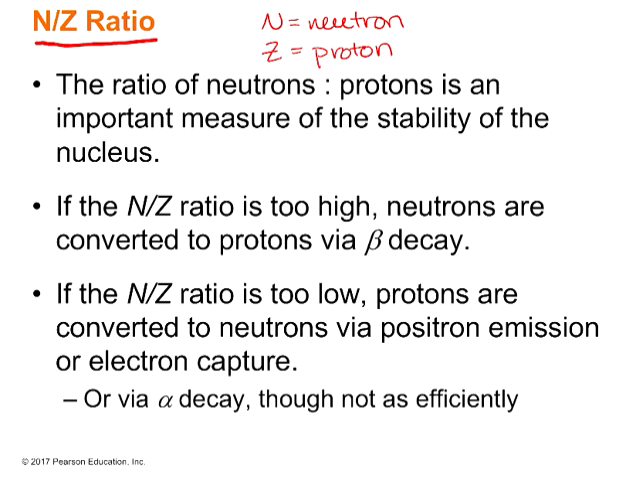So in that case, an atom is going to be unstable, and they're going to want to turn some neutrons into protons to help stabilize the atom's nucleus. So if the N/Z ratio is too high, neutrons are converted to protons. And remember from last time that this occurs via beta decay.